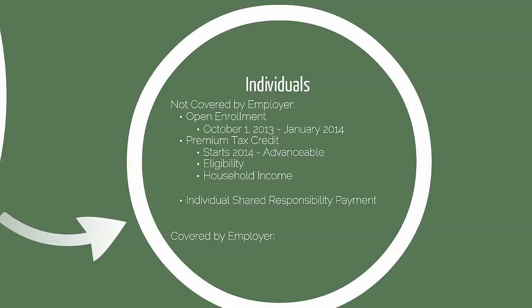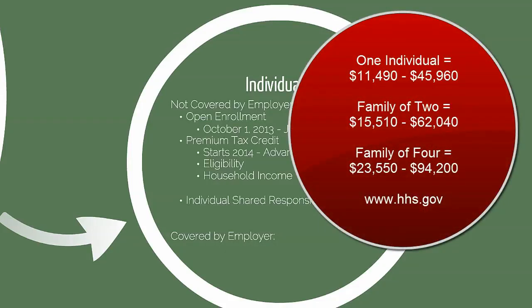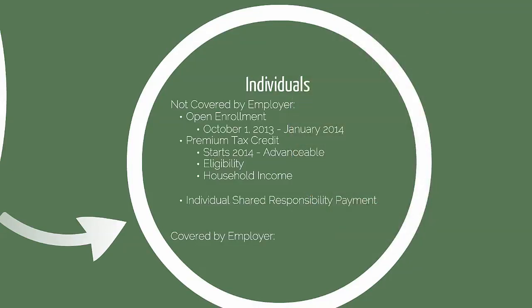The household income must be between 100% and 400% of the federal poverty line for their family size for the year. For 2013, an individual making between $11,490 all the way up to $45,960 would be between the 100 and 400% range. For a family of two, that range would be $15,510 all the way up to $62,040. For a family of four, it would be $23,550 all the way up to $94,200. You can get updated poverty line amounts by going to hhs.gov for more information. These amounts are adjusted annually and they will change next year.